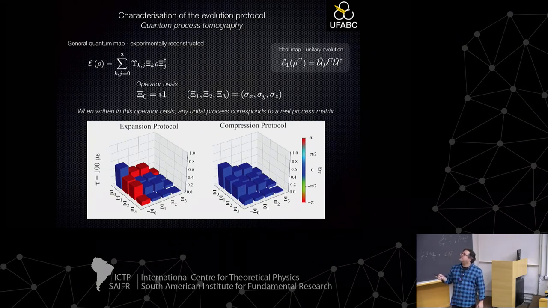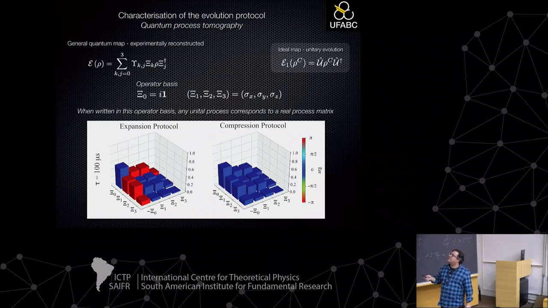For example, we can choose a basis of operators. Here I choose the Pauli operators. This is just one qubit. And we have this process matrix: the identity plus the Pauli operators. With this map, we can describe any evolution. We can get information about this map by performing the protocol that I described, preparing a few initial states and performing full quantum state tomography.